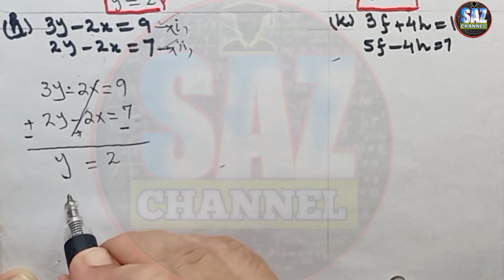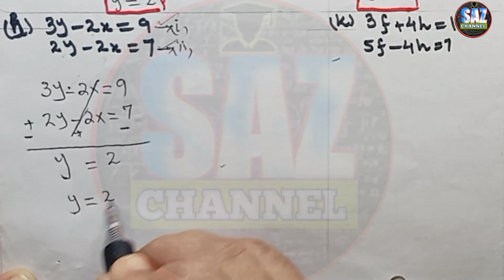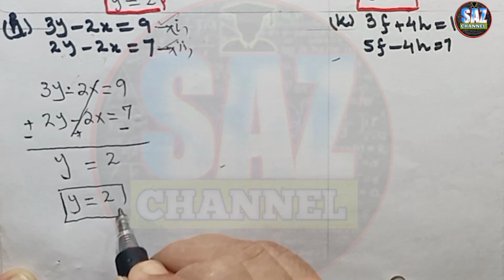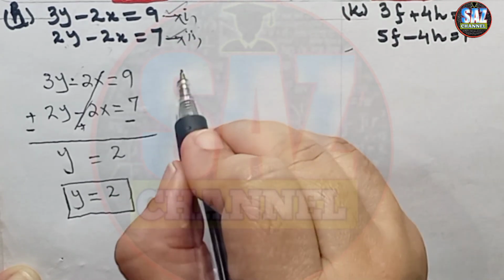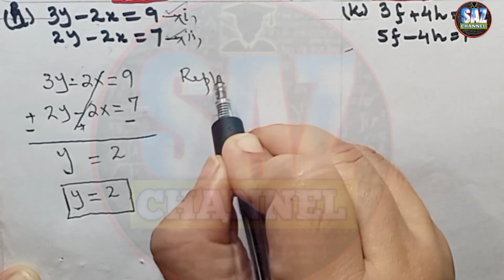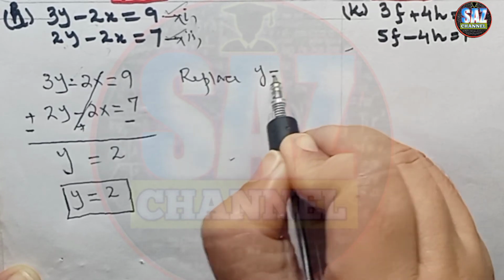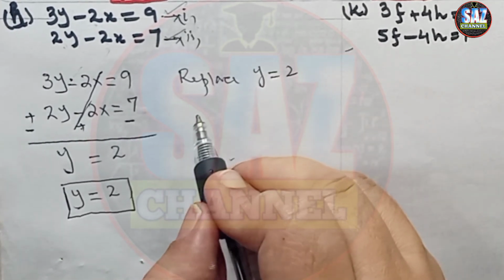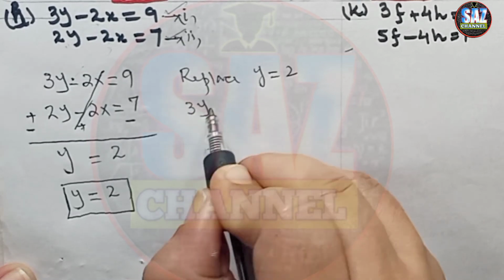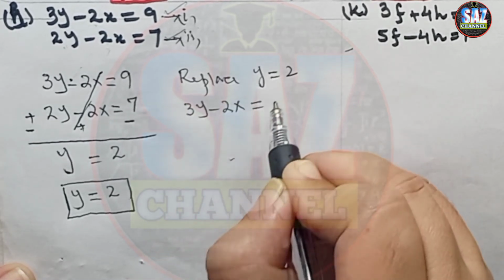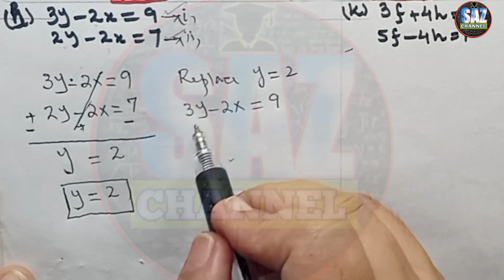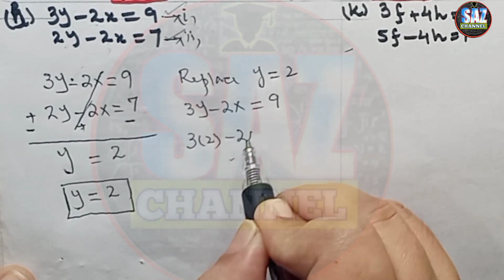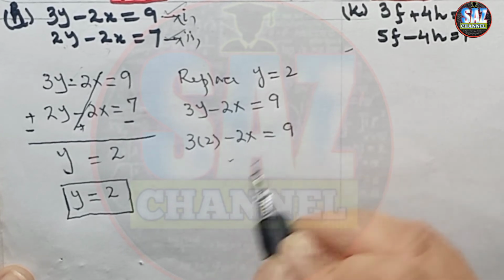So the value of y that I'm getting is 2. Now what we have to do is replace y equals 2 in any one of the equations, and I'm selecting equation 1, that is 3y minus 2x equals 9. Replace y by 2: 3 into 2 minus 2x equals 9.